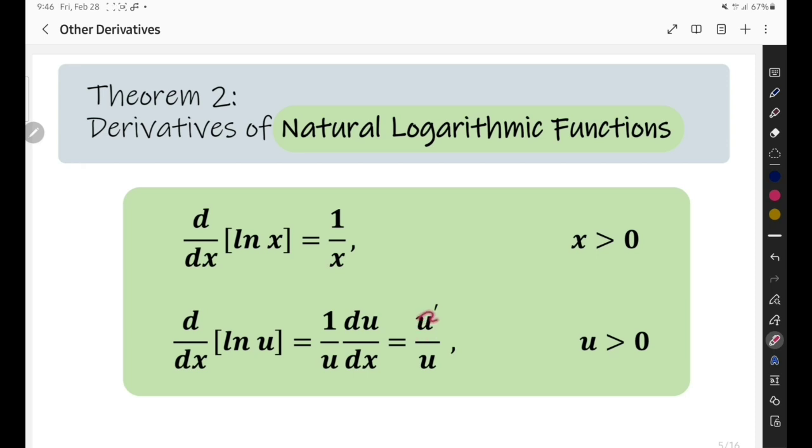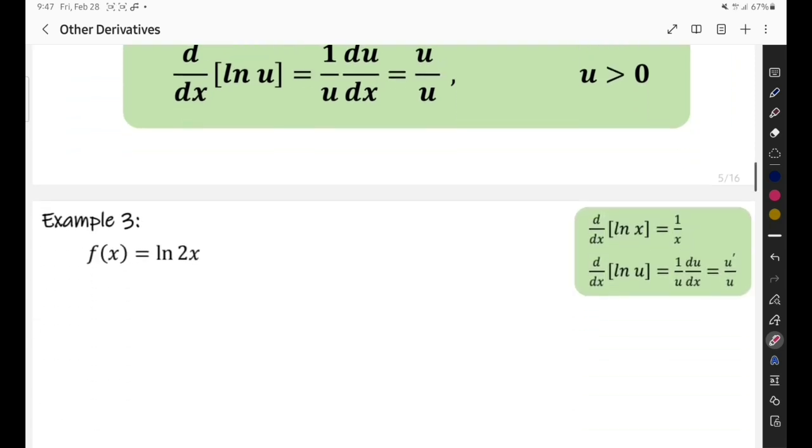In short, it's u prime over u. So you just have to define your u. Okay, so it's u prime over u, given that your u is greater than 0. So let's have some examples to illustrate this theorem.